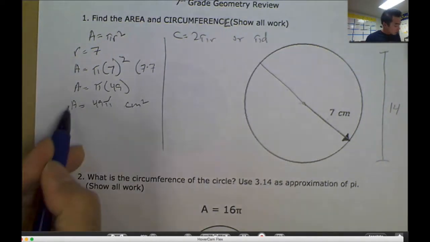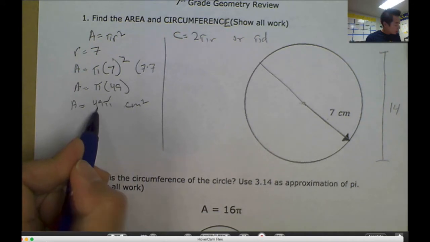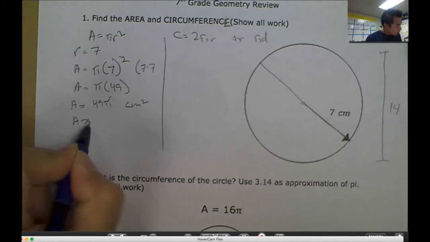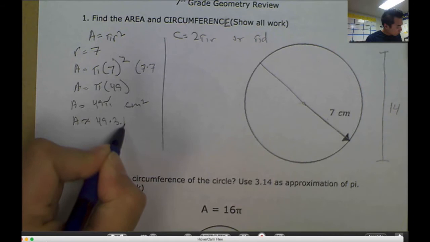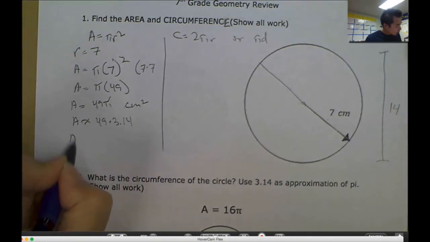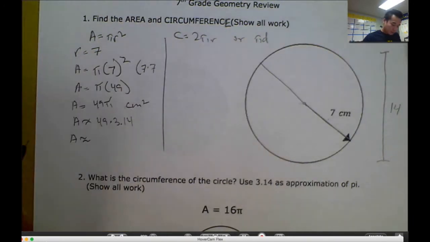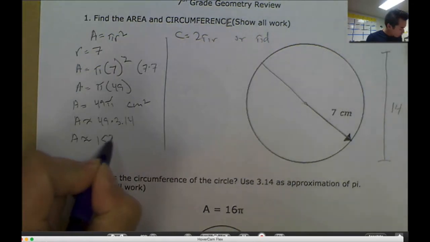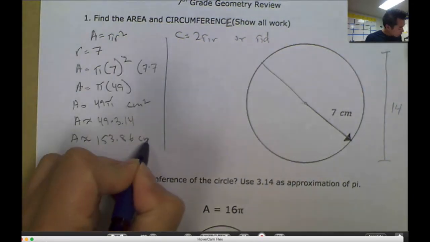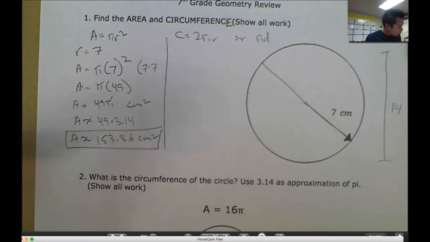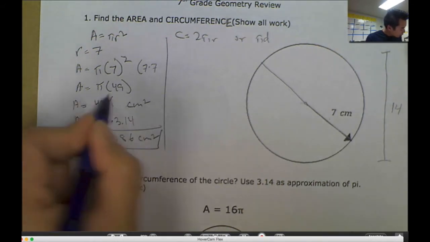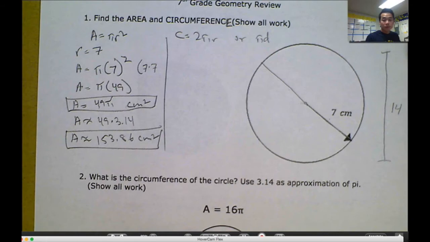I just stop after I square the radius. And then to go to approximation, I would go 49 times 3.14. And the area is approximately 153.86 centimeters squared. And there's my approximation, and there is my exact.